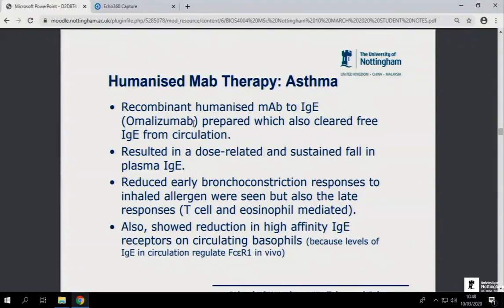It's prepared and it's been used in vivo a lot, and it clears free IgE from circulation. There's a dose-related sustained fall in plasma IgE. You get reduced early bronchoconstriction. Fantastic. So even though these patients are inhaling that allergen to which they are allergic, you can still reduce the lung constriction that way. And you also get some late responses as well. And you show there's a high reduction in high affinity IgE receptors on those basophils. So the whole thing is linked up together.